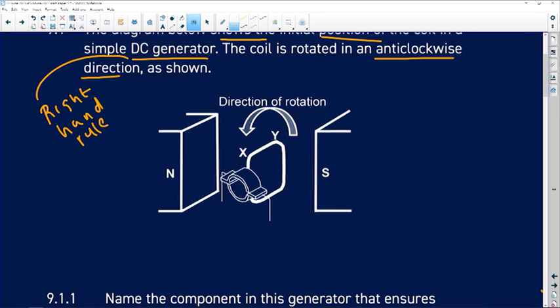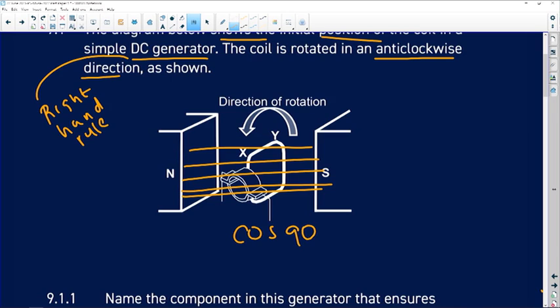We can use what we know from grade 11: magnetic field lines always move from north to south. So the field lines here move from north to south. These lines are perpendicular to the coil, so I have cos 90, and this will give me 0.